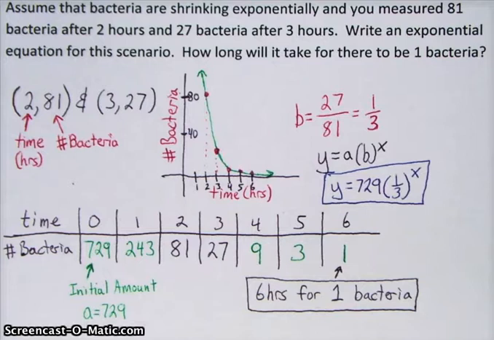Now if I want to find out when I have one bacteria, I could put a 1 right here and solve. That's actually, I think, a little bit harder. I technically would just, okay, instead of putting 1 there, what if I just kept my chart going until I got to 1? So I divide by 3, divide by 3, divide by 3. Oh, there's one bacteria. Hey, that's 6 hours. So how long will it take for there to be one bacteria?